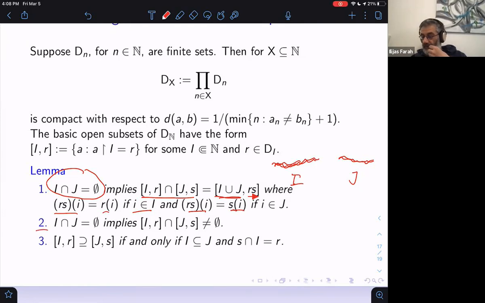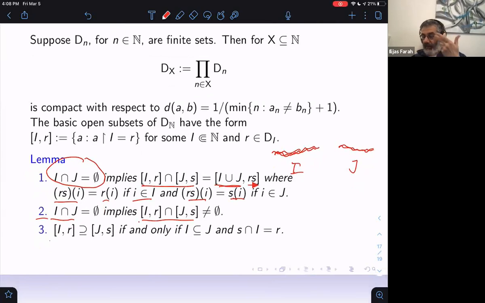Right, and 2 is an immediate consequence. So if intervals are disjoint, then the intersection of these is non-empty. And also there's a relation between two of these. So when does I_R include J_S? Well, if and only if the requirements that I_R puts on its elements are weaker than those for J_S. And that means that first, I is a smaller set, so you just have fewer requirements, and also that the requirements agree.